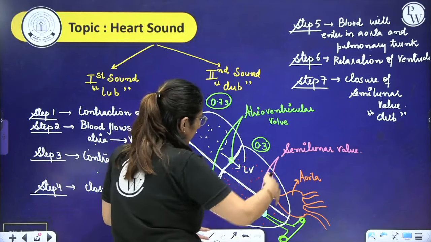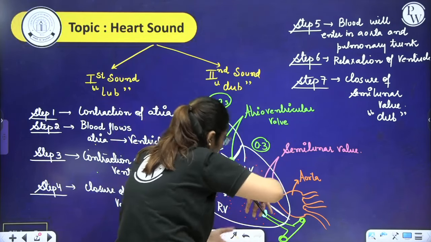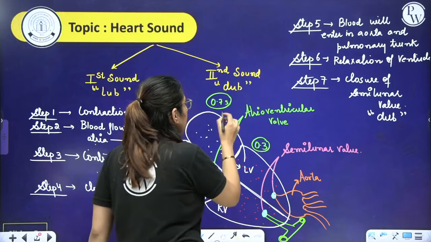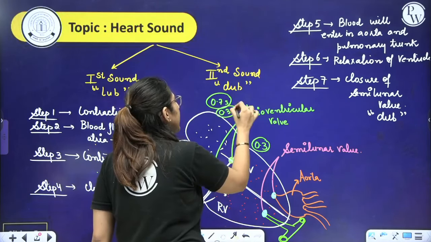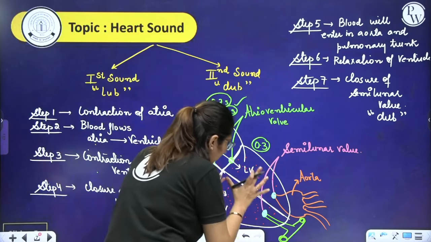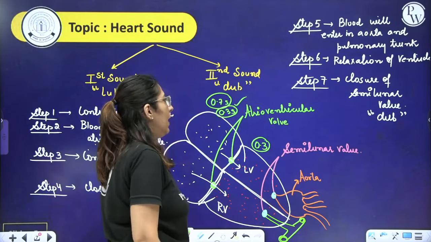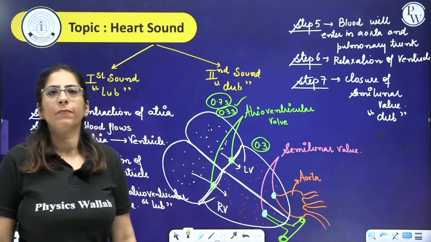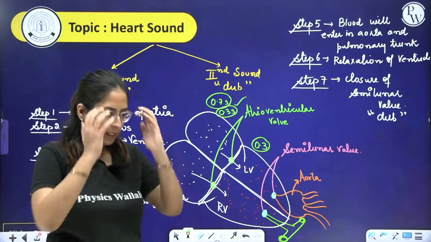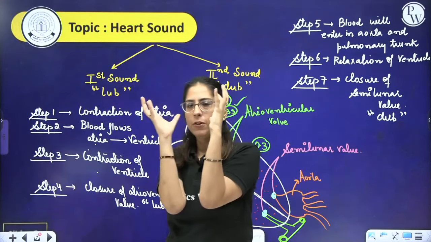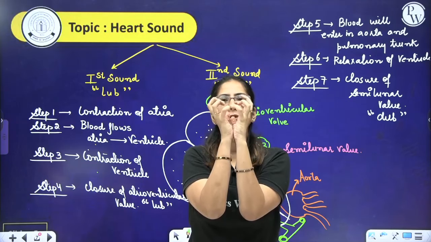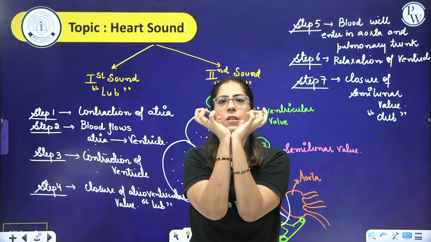Clear? That means when they are contracting for 0.3 seconds, they have already started relaxing. That means 0.3 second relaxation is already done. Now after 0.3 second, the ventricles will relax and the atria is also relaxing for that time. Are you getting that point? Please understand. If you don't focus on this point, you will not be able to understand. We have four different chambers. For 0.1 second there is contraction, and for the rest of the 0.7 second there is relaxation.